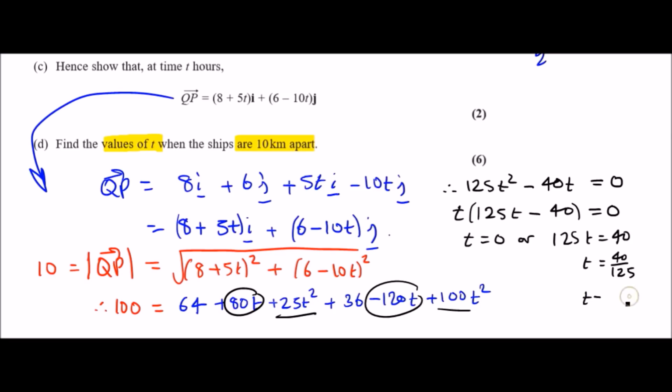So t is 0.32. And to convert that to minutes to make sense of it, just times it by 60. So this is basically 19.2 minutes. So basically when the ships are 10 kilometers apart, this happens at time 0 and time 0.32 hours.